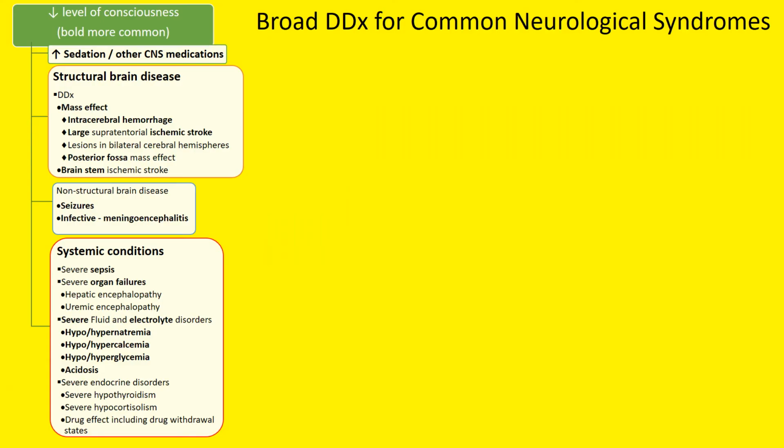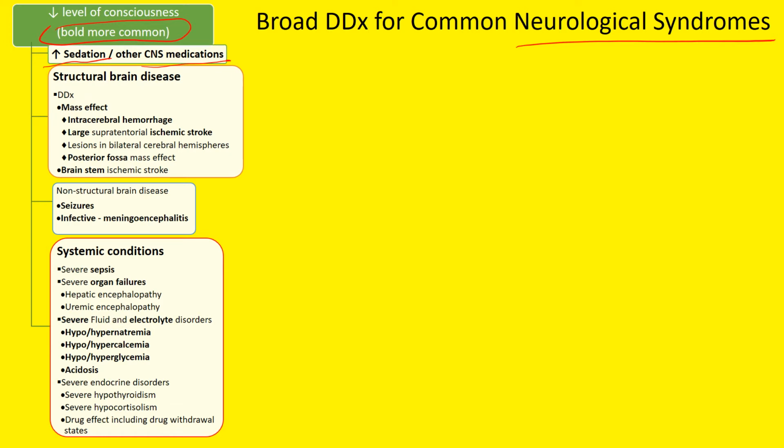Now, these are my broad differentials for common neurological syndromes, okay? And the broad neurological syndromes are altered level of consciousness, which is decreased or increased level of consciousness. And you can have focal neurological deficits, okay? And for decreased level of consciousness, and the things in bold are more common, okay? Then you always have to talk about sedation or any other CNS medications. If somebody has taken a psychotropic medication, etc., an overdose or pregabalin or something like that that's hanging around.